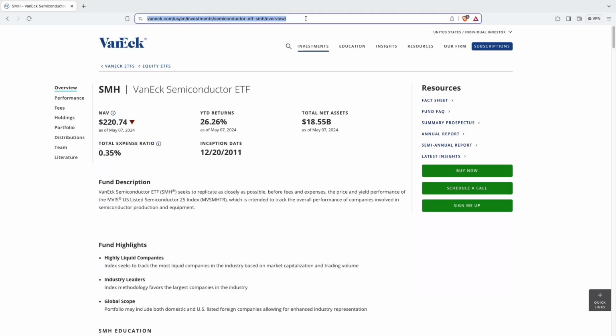Now let's get started. So here we are on the VanEck official issuer website. Right here we have SMH, VanEck Semiconductor ETF pulled up. Let's take a look at the fund description. The VanEck Semiconductor ETF, SMH, seeks to replicate as closely as possible the performance of the MVIS US Listed Semiconductor 25 Index. So let's jump over to the index website so you can understand this fund completely.